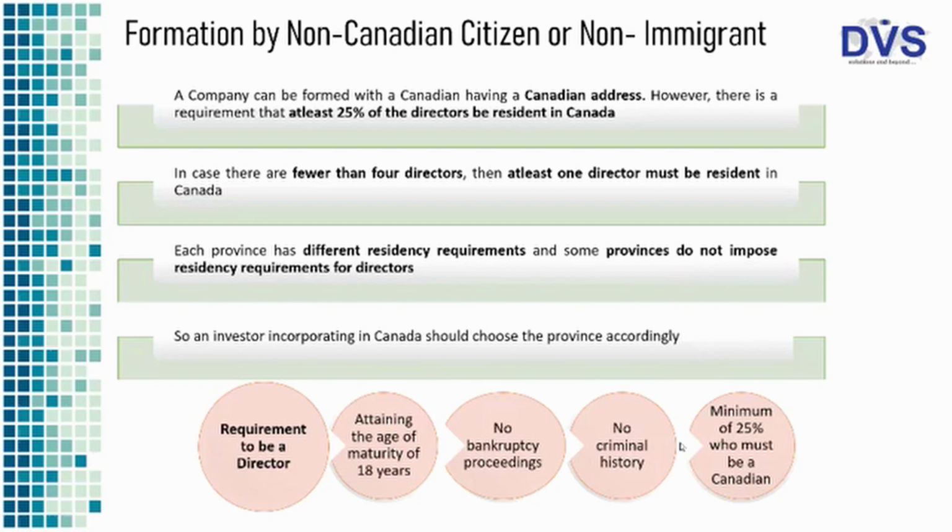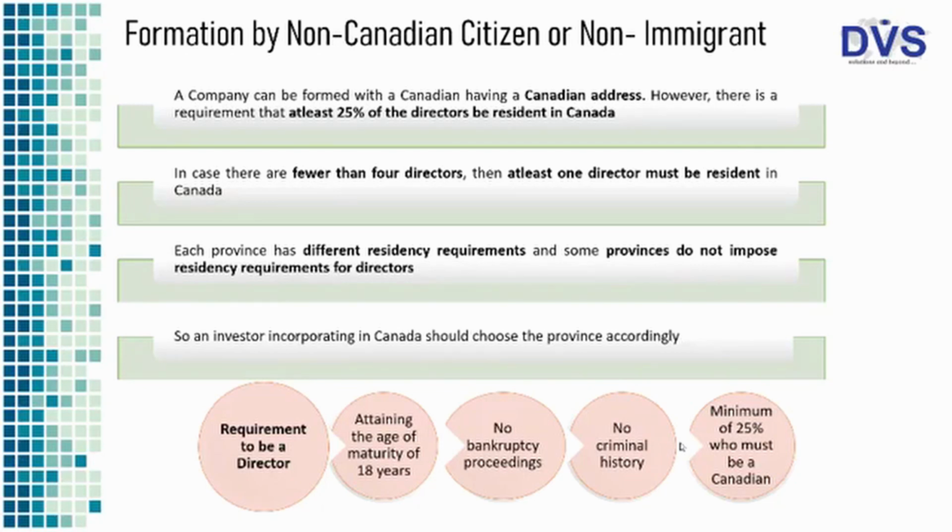resident in Canada. Each province has different residency requirements, and some provinces do not impose residency requirements for directors. So an investor incorporating a company in Canada should choose a province accordingly. And as a requirement for a person to be a director, he should be at least 18 years of age. There should be no bankruptcy proceedings, no criminal history, and a minimum of 25% must be Canadian.